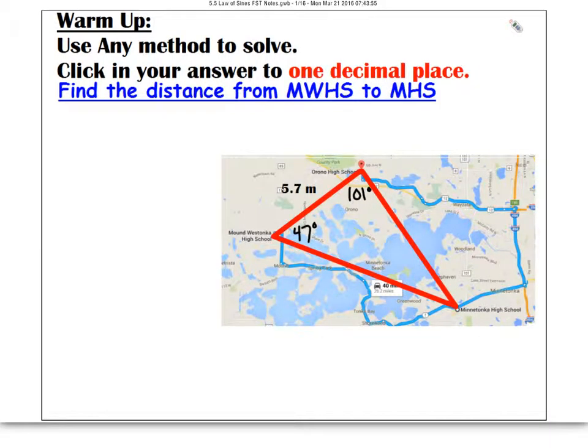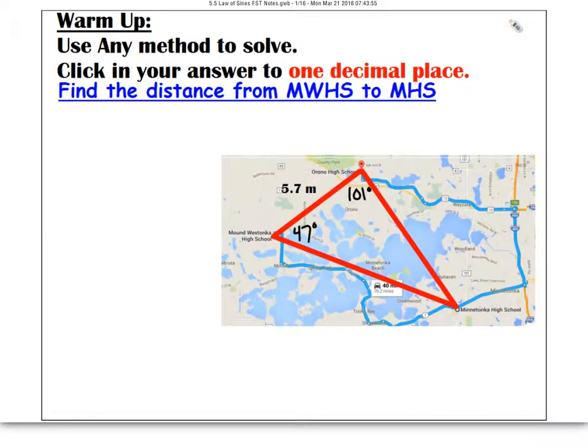I want us to start section 5.5 with this triangular relationship between Mound Westonka High School, Minnetonka High School, and Orono High School. We have a few measurements, these two angles, and we know the distance in miles between Mound and Orono. As the bird flies is what this is called, so you don't actually take the road system, you would just go straight there.